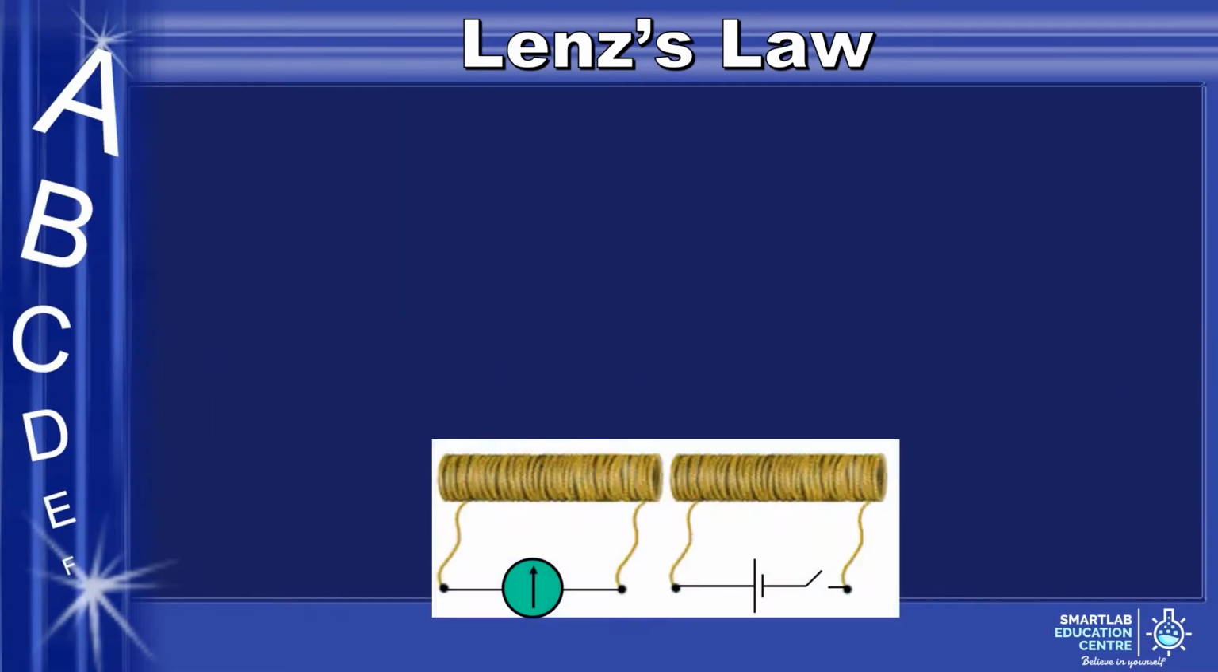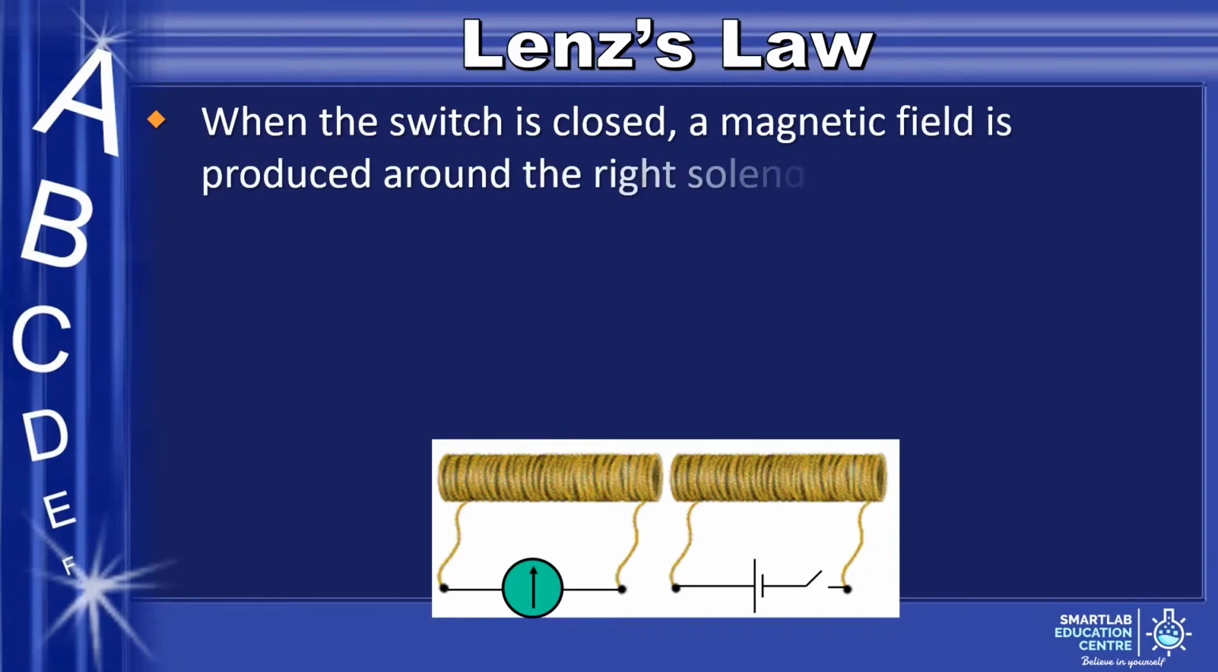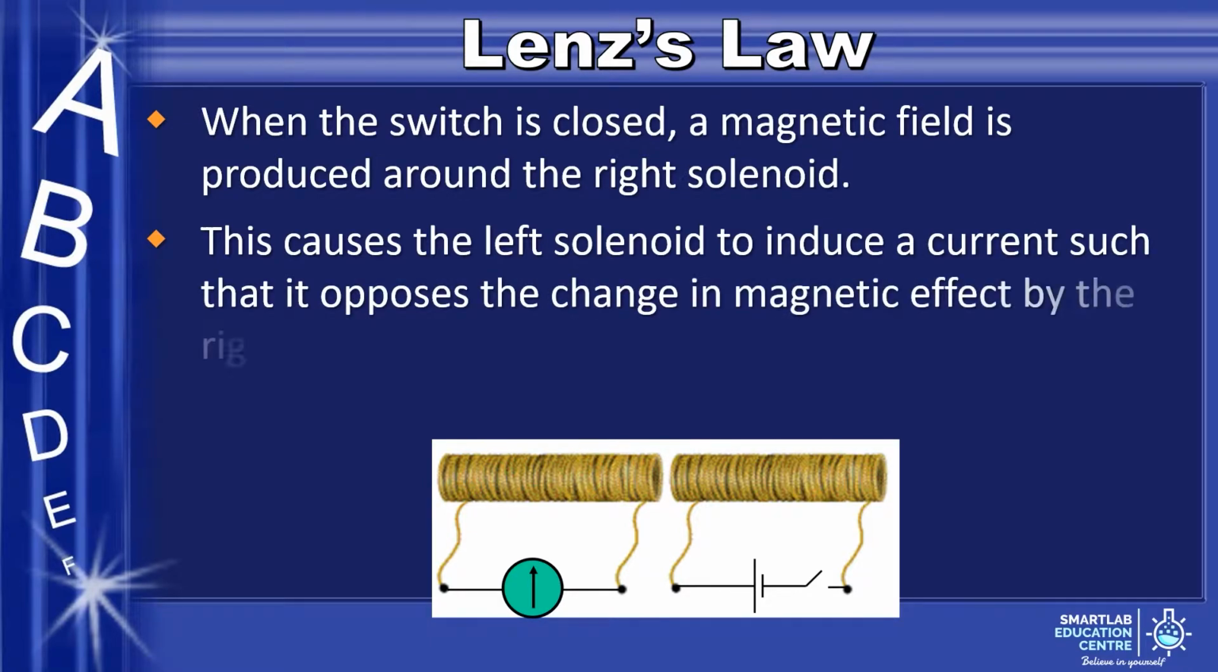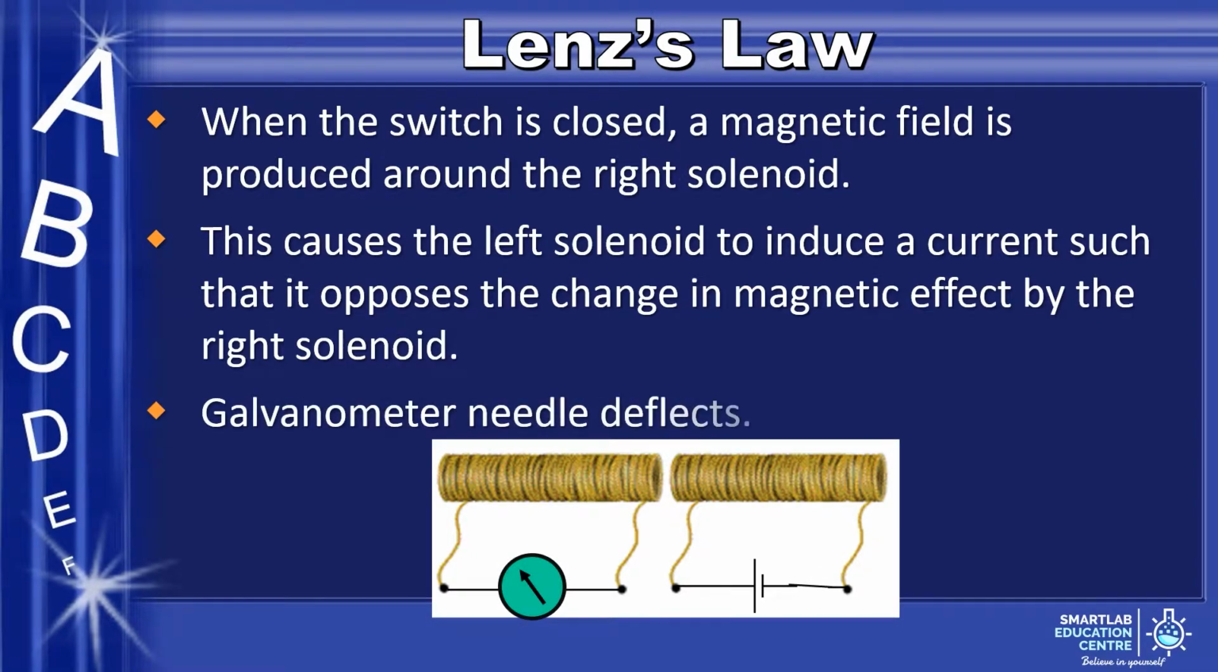Let us look at another example. Take a look at this circuit. When the switch is closed, a magnetic field is produced around the right solenoid. This causes the left solenoid to induce a current such that it opposes the change in magnetic effect by the right solenoid. Hence, the galvanometer needle deflects.